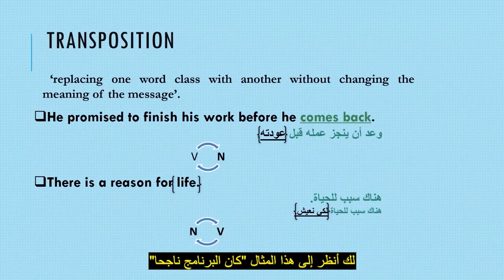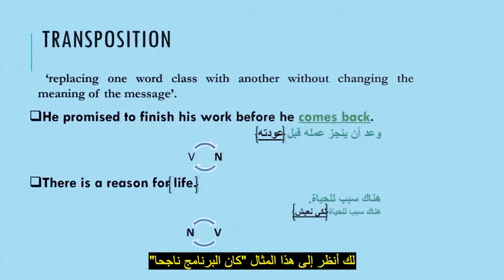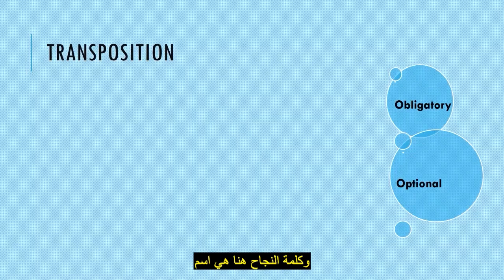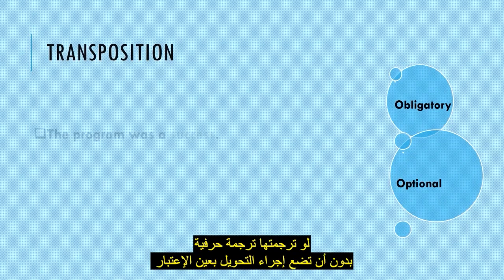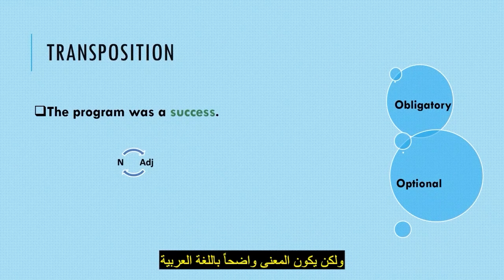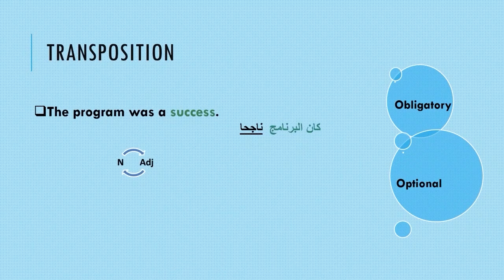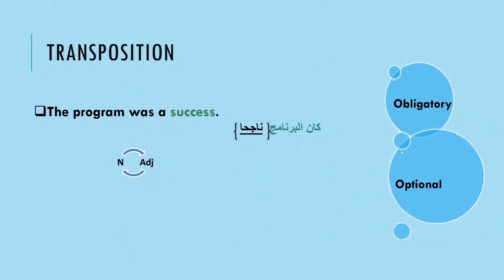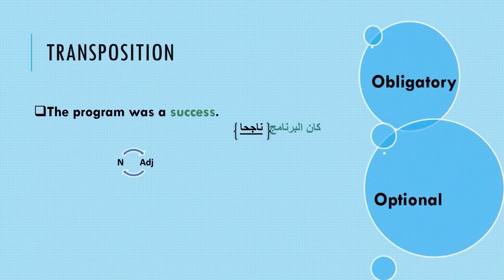But look at this example. The program was a success. The word success here is a noun. If you translate it literally without using that procedure, it doesn't work in Arabic. The program was a success. كان البرنامج نجاحا. It doesn't work. So here we have to change the noun success into an adjective. كان البرنامج ناجحا.